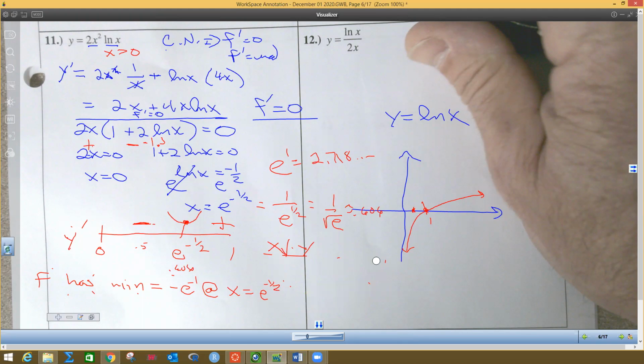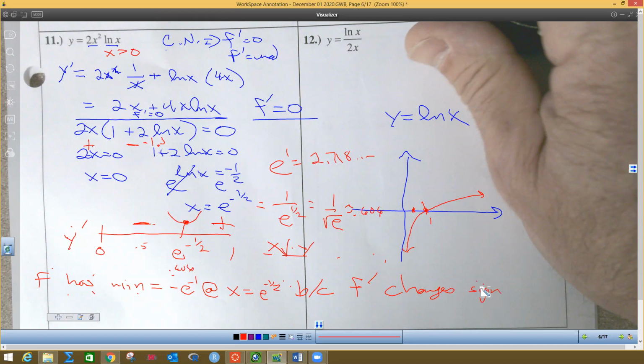If you write down a point as a max or a min, you will miss that point. So we say f has a minimum at negative e to the negative 1. It's got to be the y value at x equals the x value. And that is because of the rules we have. F prime changes sign. And this is your reason.